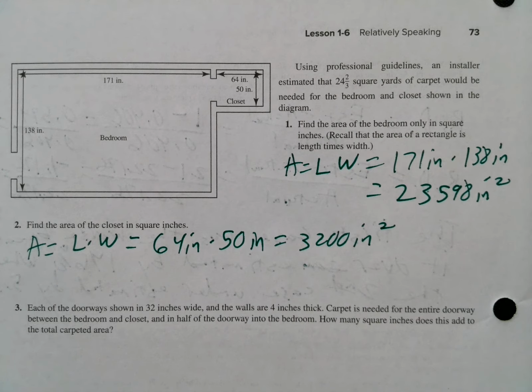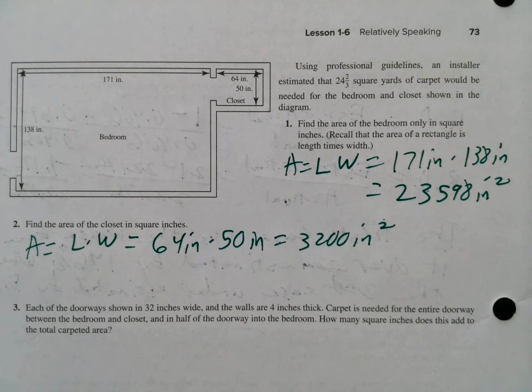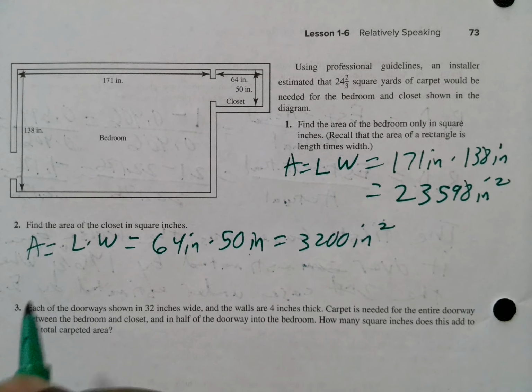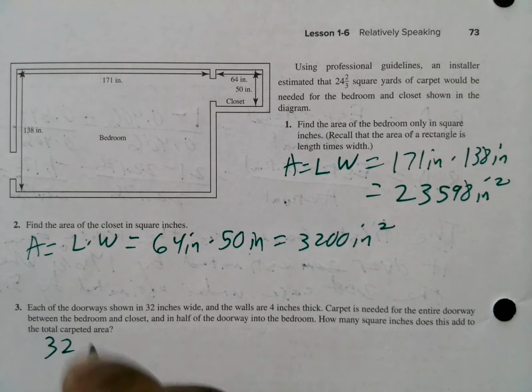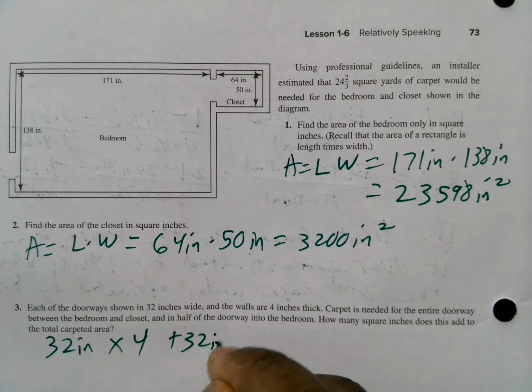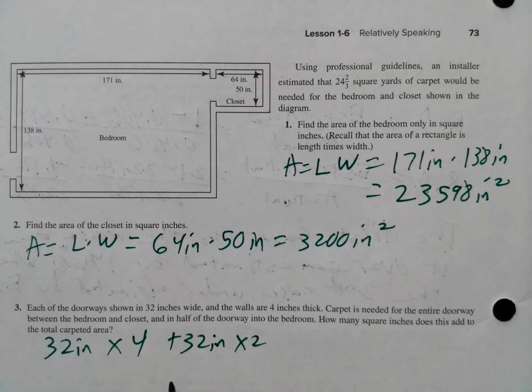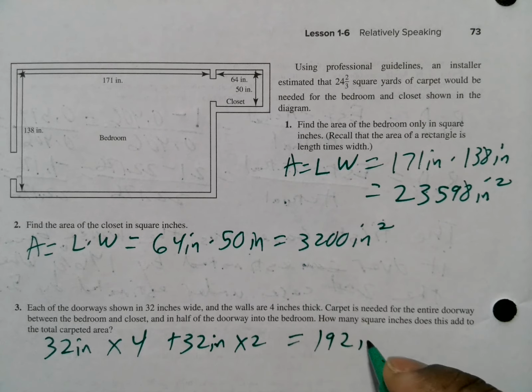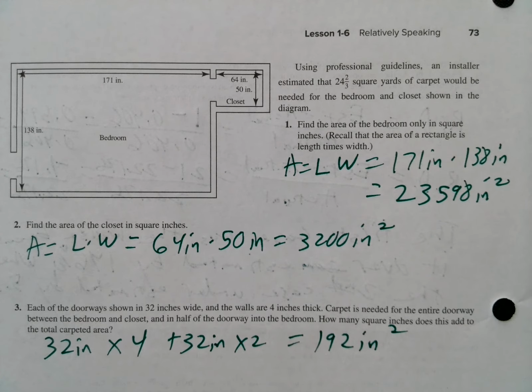All right, now, it says each of the doorways shown is 32 inches wide and the walls are 4 inches thick. Carpet is needed for the entire doorway between the bedroom and closet, and a half of the doorway into the bedroom. How many square inches does this add to the total carpeted area? So we have 32 inches times 4 plus 32 inches times 2. When we multiply this out, it'll give us 192 square inches.